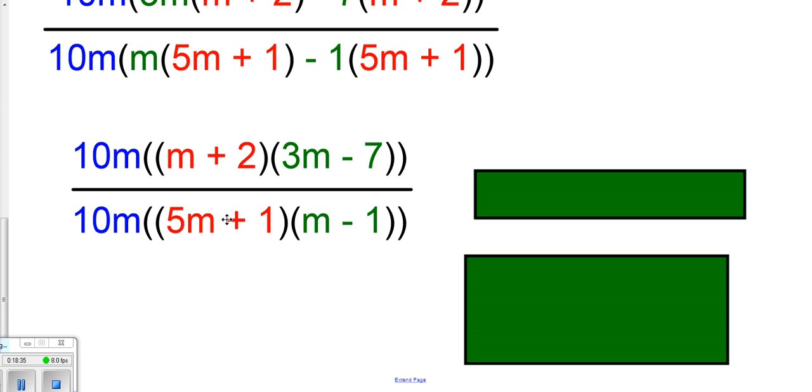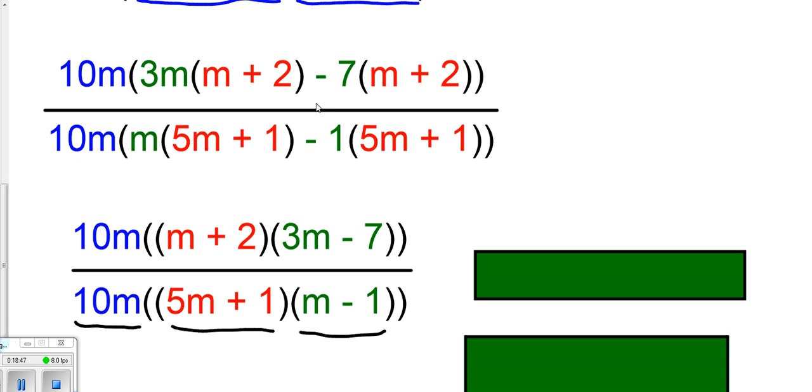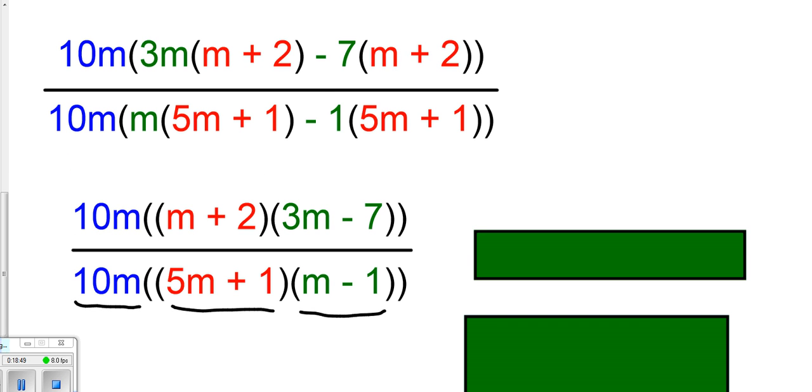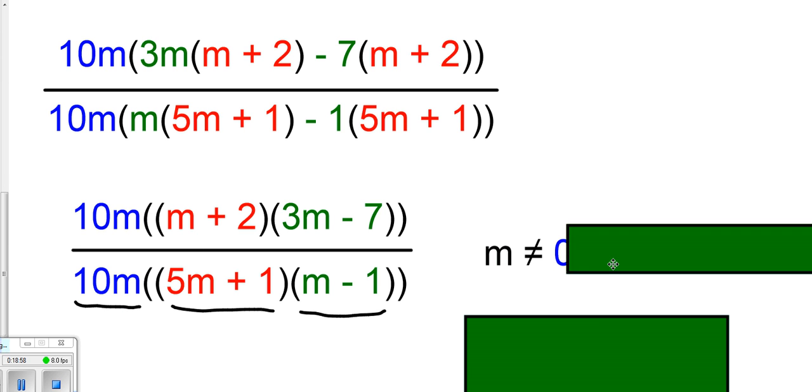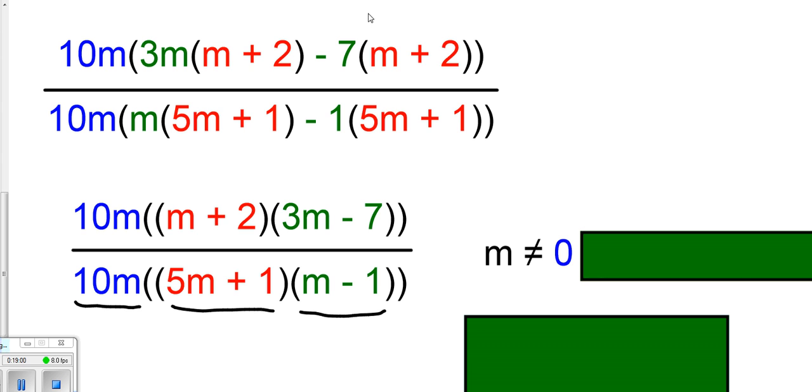This is our factored form. And we can see that we have 3 different factors. 1, 2, 3. So we'll have 3 excluded terms. For this blue case, if we want this to be 0, again, we're just setting 10m equals 0, we would say that m cannot equal 0.